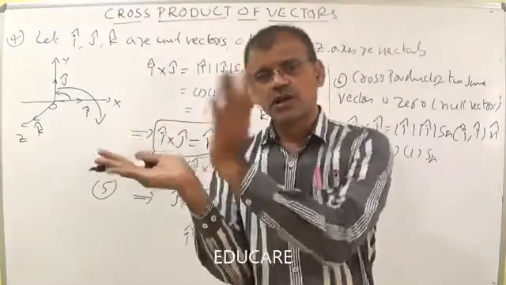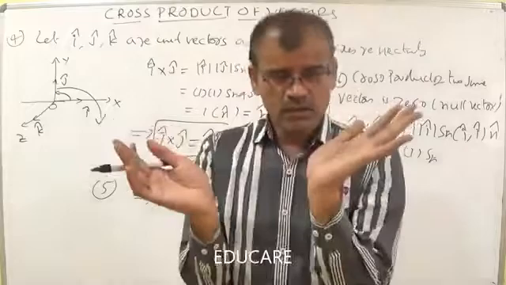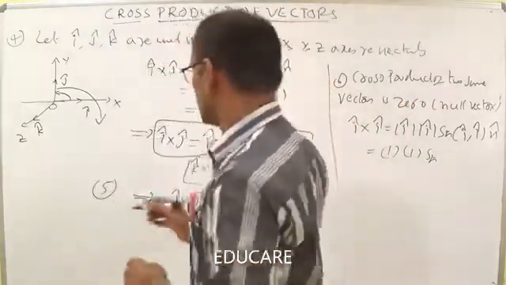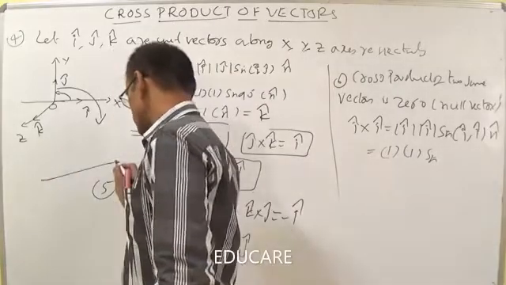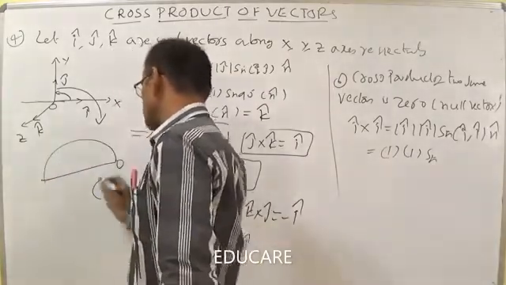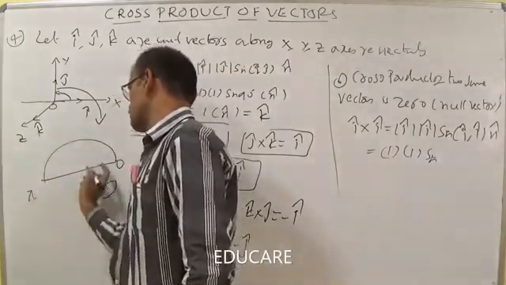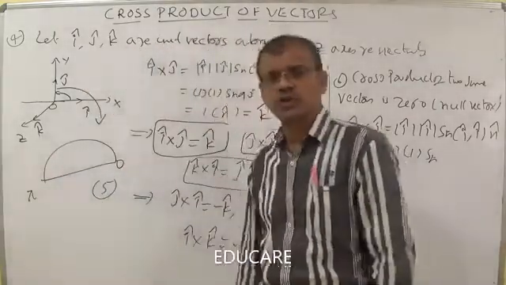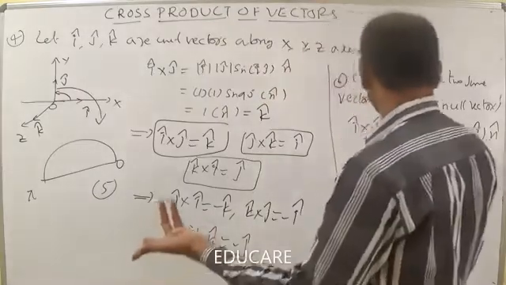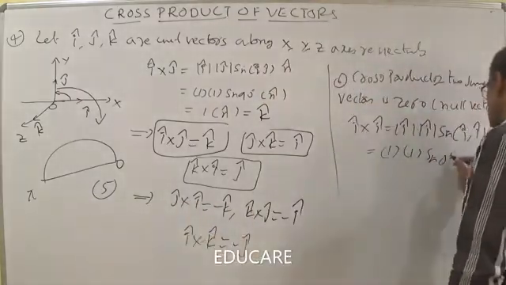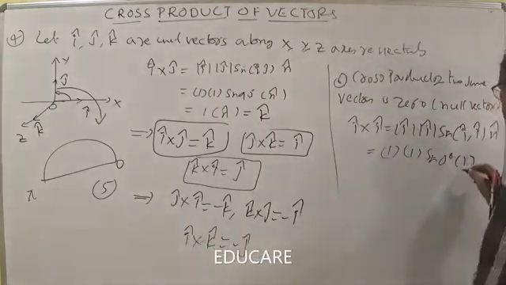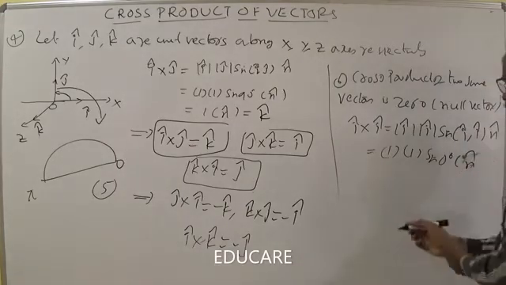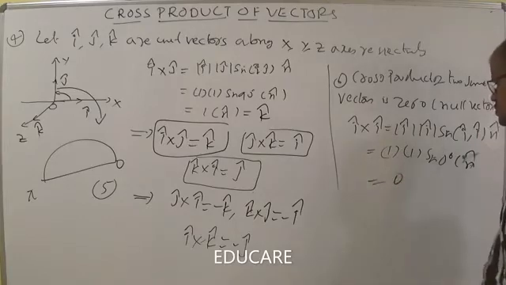Whenever I is on the positive side, the angle is said to be 0, and if I is taken on the negative side, the angle is 180 degrees, because this is the protractor angle. Here it starts from 0 and ends at pi. Sine 0 equals 0 and sine pi equals 0. So whatever angle you take, the answer is 0 into n cap, no need to calculate. So simply the value is 0.